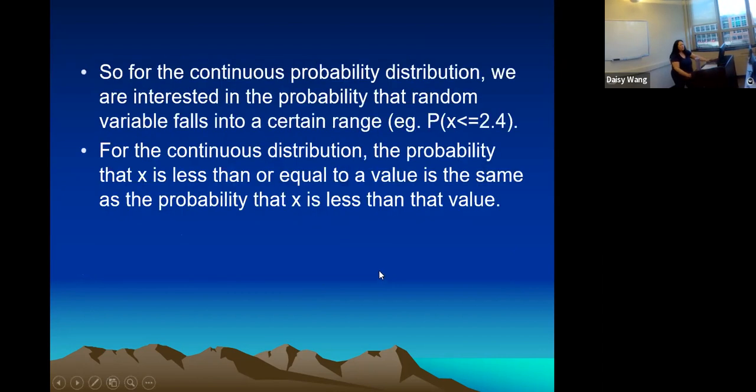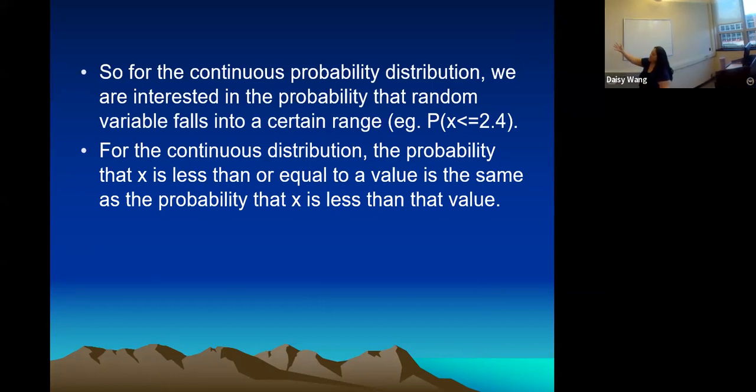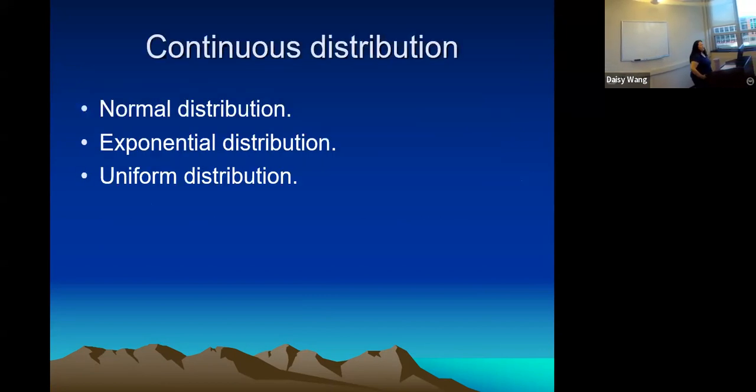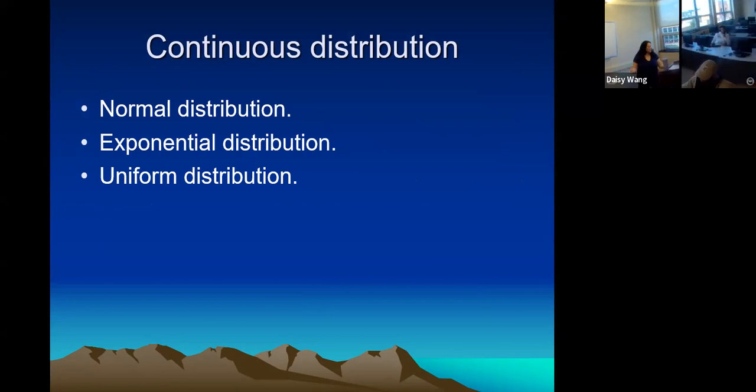So for continuous distribution, we usually want to see a certain range, like I mentioned, x less than or equal to 2.4, x less than or equal to 10,000, or greater than something. So that's how we calculate the probability. So we have normal distribution. Normal distribution is the most common one.